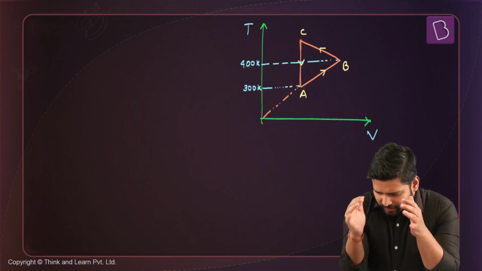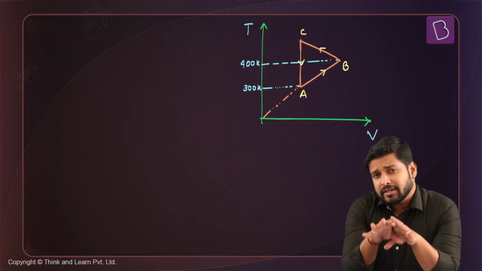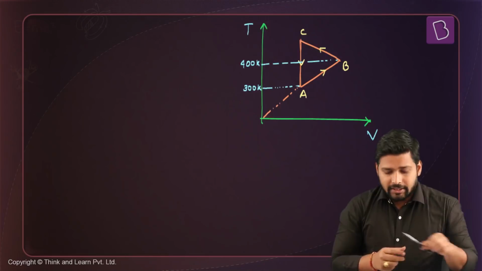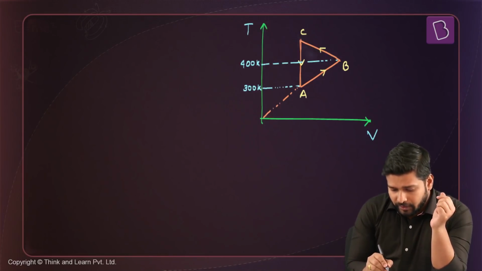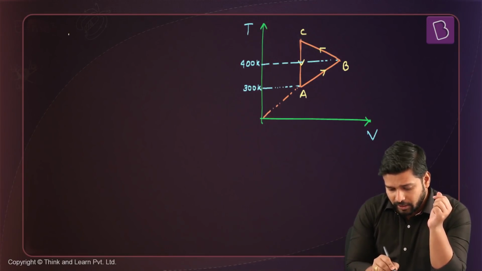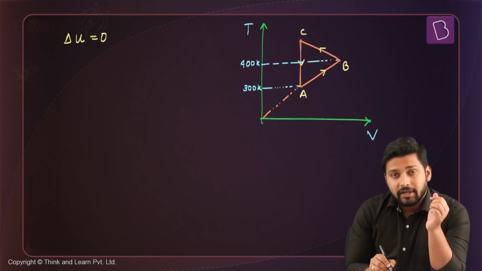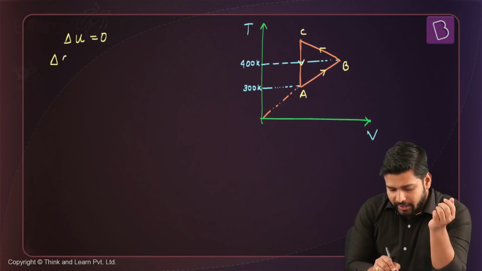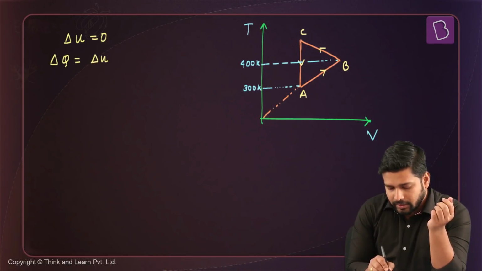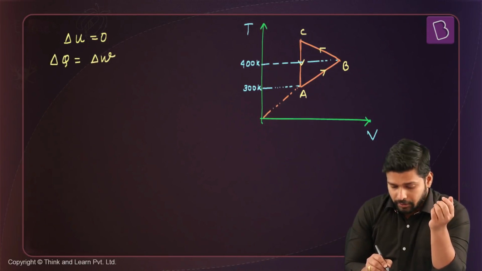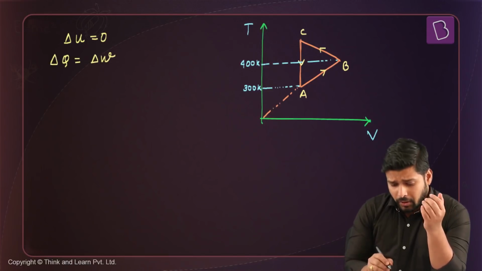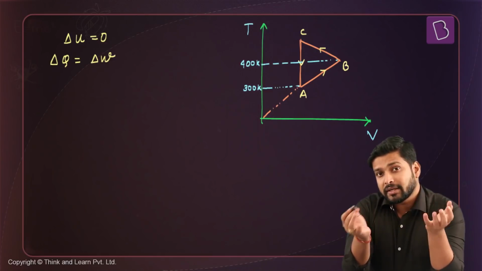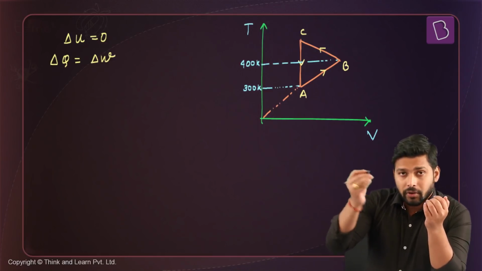If you see, the first thing we observe is that it is a cyclic process. For a cyclic process, we know one thing: delta U for the entire cycle has to be equal to 0. So if I write the first law of thermodynamics, I can write delta Q is equal to delta W, because delta U is equal to 0. So I can say for the entire cycle, the amount of heat that's rejected is equal to the total work done during the entire cycle.